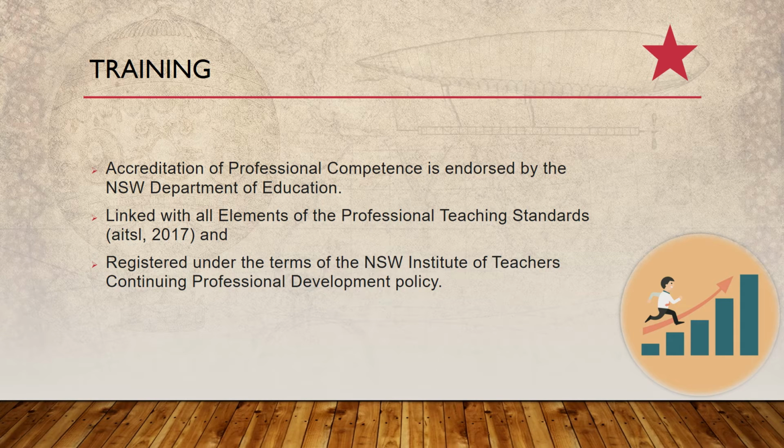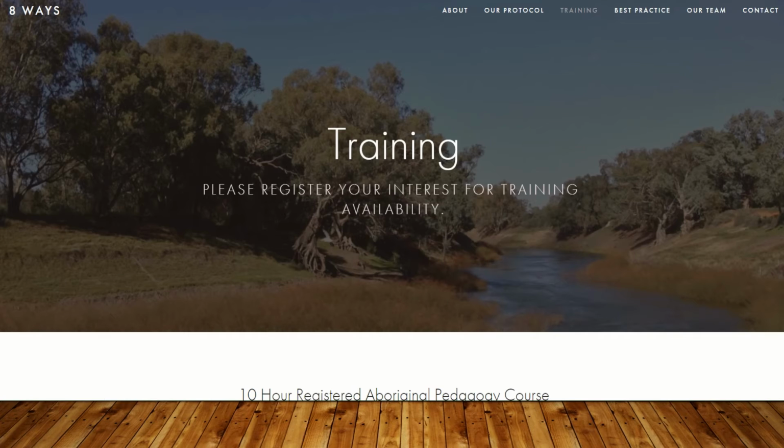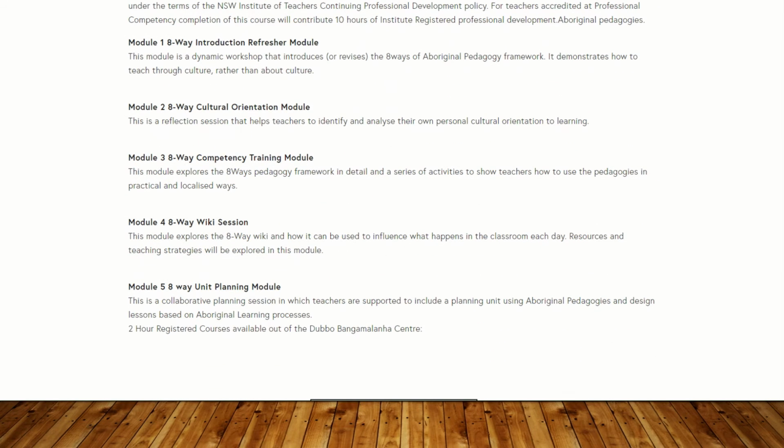This is the most important reason for choosing this website, as I understood this training would improve my professional development and practices. It's an excellent professional development training which is accreditation endorsed by the Department of Education. Directly linked with all elements of the professional teaching standards and registered under the terms of the New South Wales Institute of Teachers Continuing Professional Development Policy. The course comprises 5 modules called Refresher, Cultural Orientation, Competency Training, Wiki Session and Unit Planning.